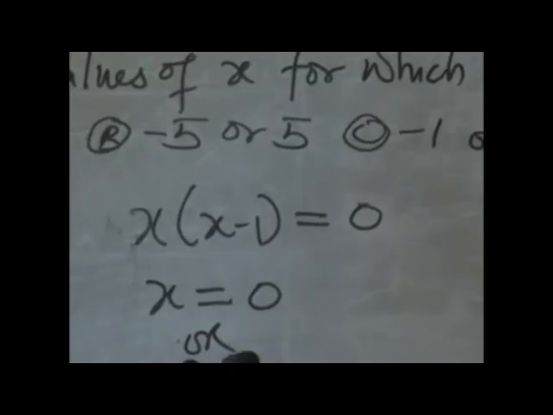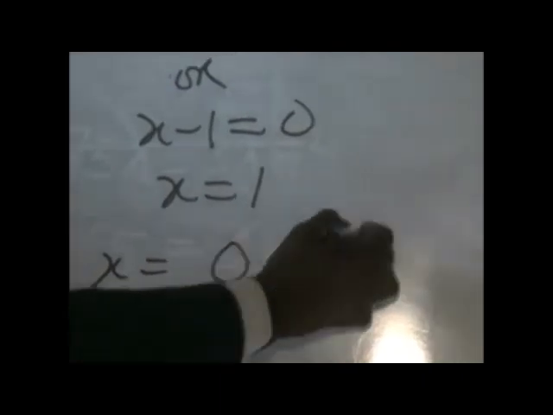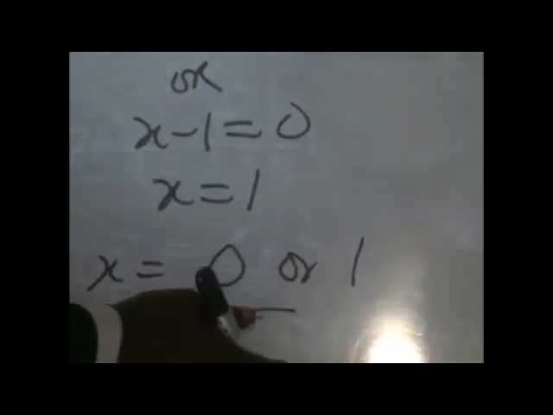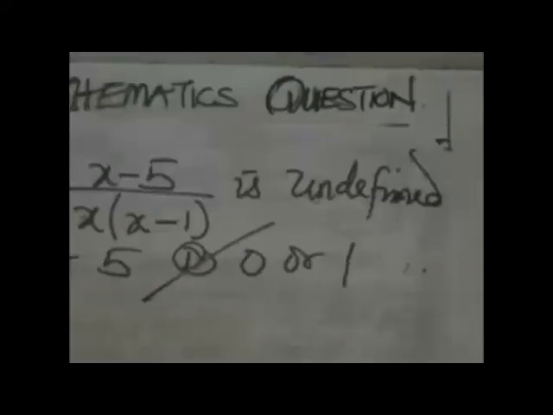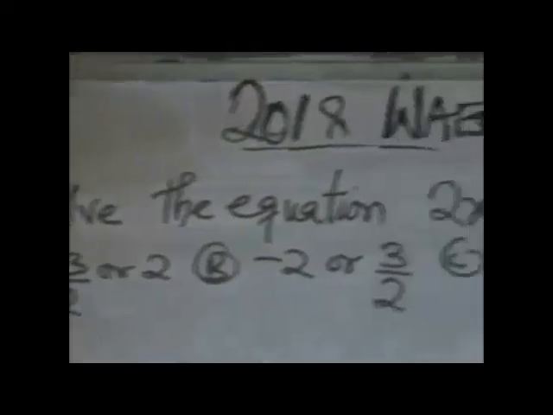Okay? So what you do is x is equal to 0, or x minus 1 equal to 0. By the time you cross this one to the other side, it becomes x equal to plus 1. So the answer becomes x equal to 0 or 1. So these are the values of x for which this expression will be undefined. And our correct answer is option D. Okay? So that's it. Let's move on to the next question, question 34 of the 2018 WAEC mathematics questions.